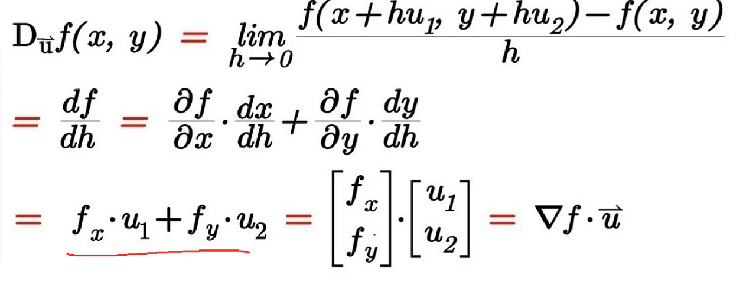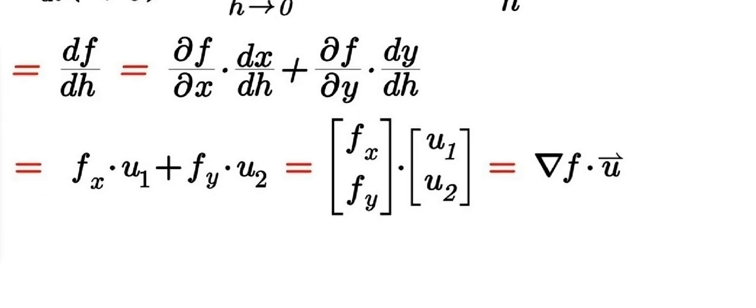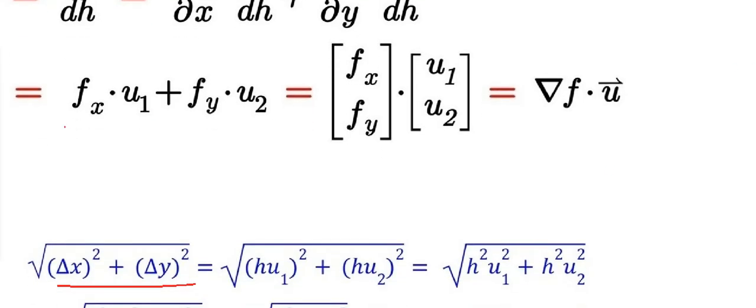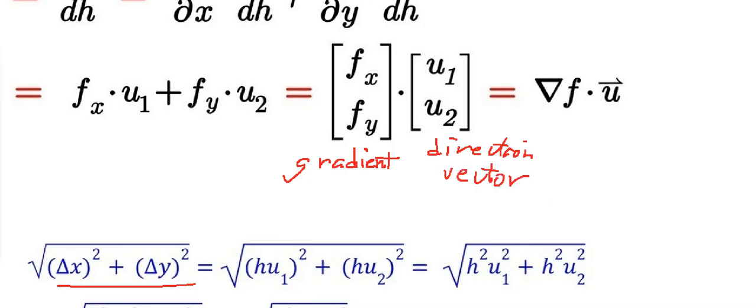And so now we're down to here, and you'll notice this is nothing more than the dot product of two vectors, this and this. So partial with respect to x, partial with respect to y, that is known as the gradient vector. And then this, of course, is just the direction vector. And there we go, we're done. So if you want to find a directional derivative, just take the gradient vector and dot it with the direction vector, and you're done.